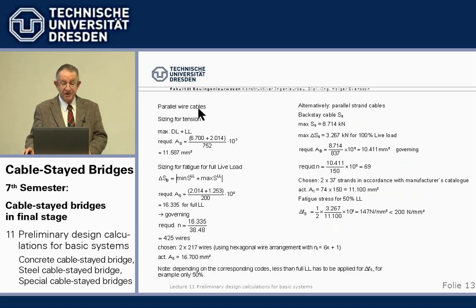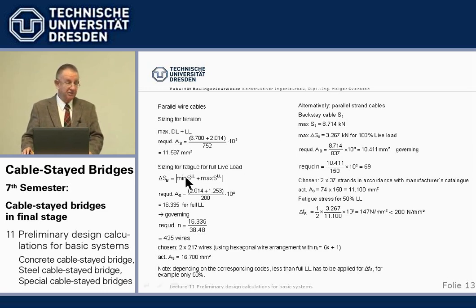If we use parallel wire cables, now we size for tension and for fatigue. For tension, we size by adding the dead load cable force plus the live load cable force divided by the permissible stress, which I showed you earlier. So we require 11,000 something square millimeters for the biggest load.